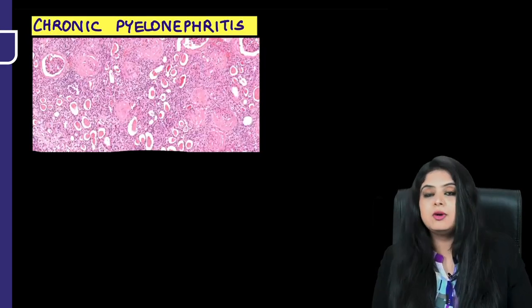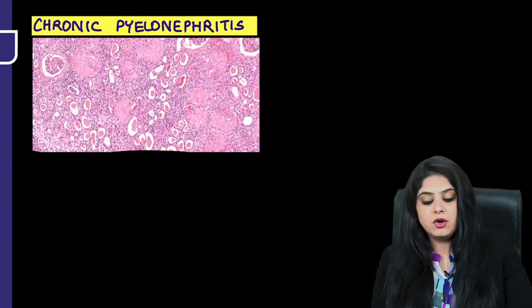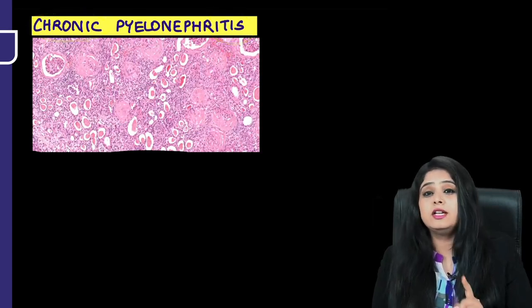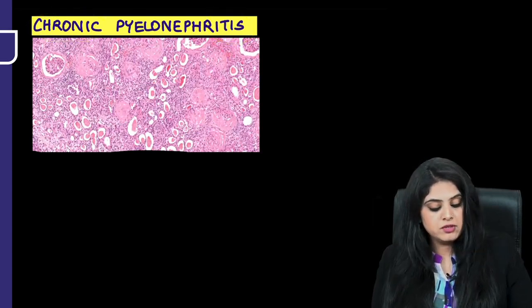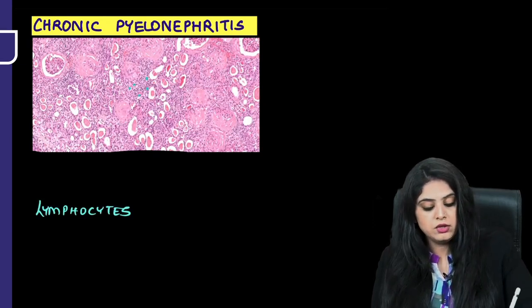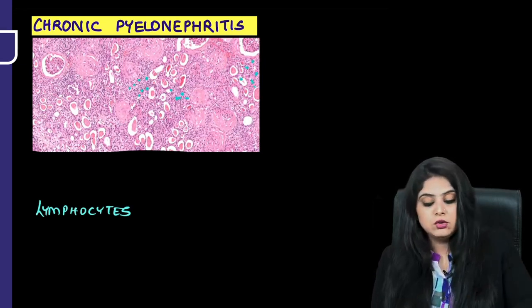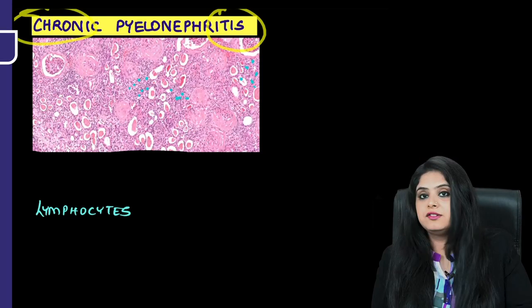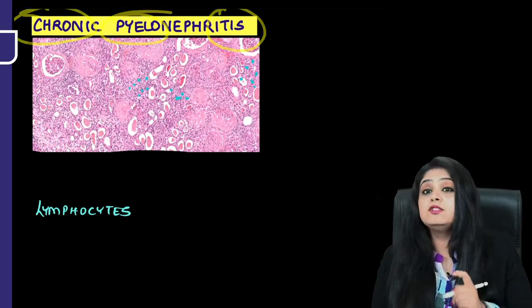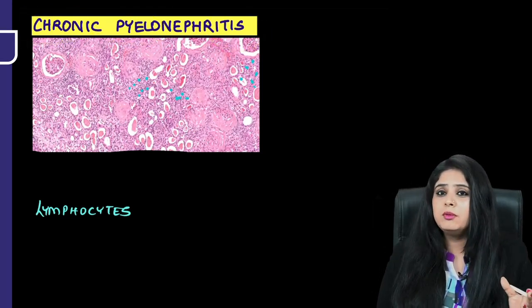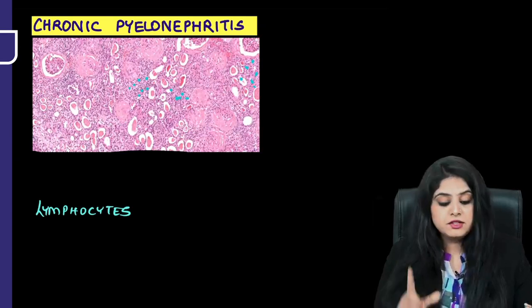The next spotter that you have is the classical spotter of chronic pyelonephritis. Firstly, it's chronic, and itis means it's a chronic inflammation. Chronic inflammation means which cells am I going to see? I'm going to see a lot of those blue color dots that you're seeing all around. All those blue color dots are lymphocytes. So chronic I've understood, itis I've understood, but what is this pyelo? Pyelo means tubules. So is it a glomerulus problem or a tubular problem? This is a tubular problem.